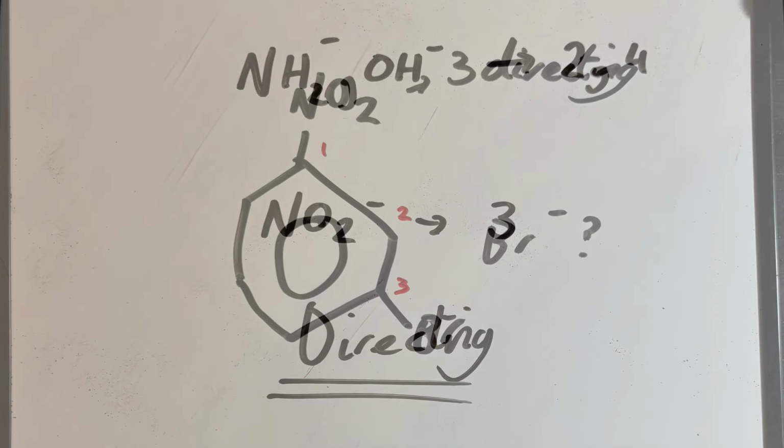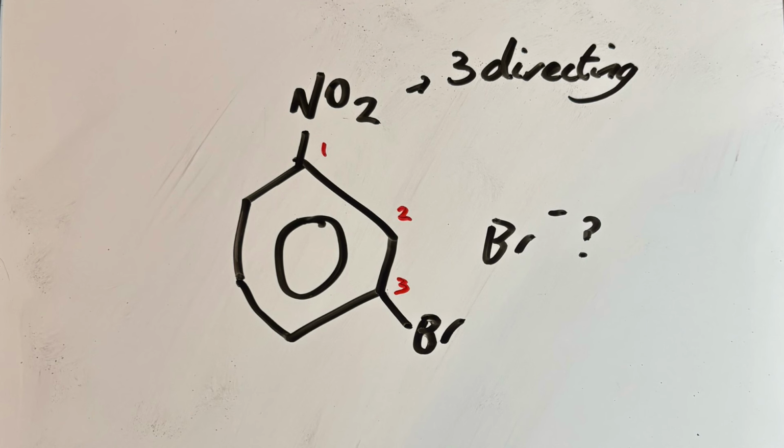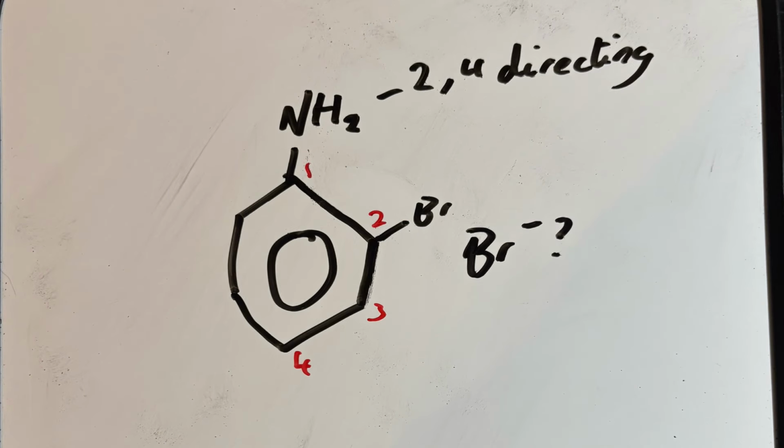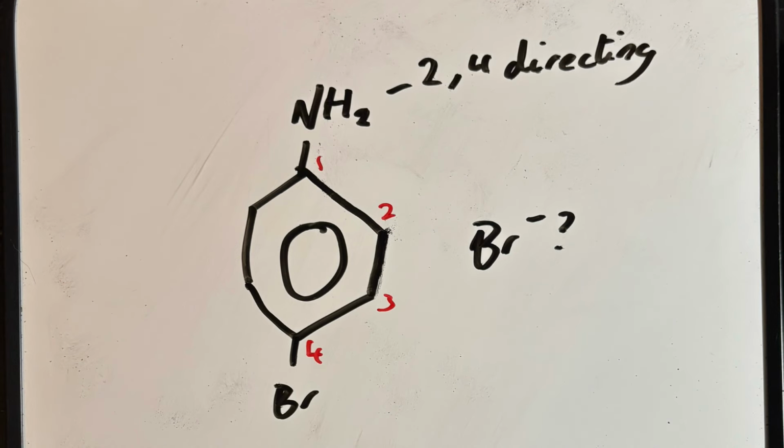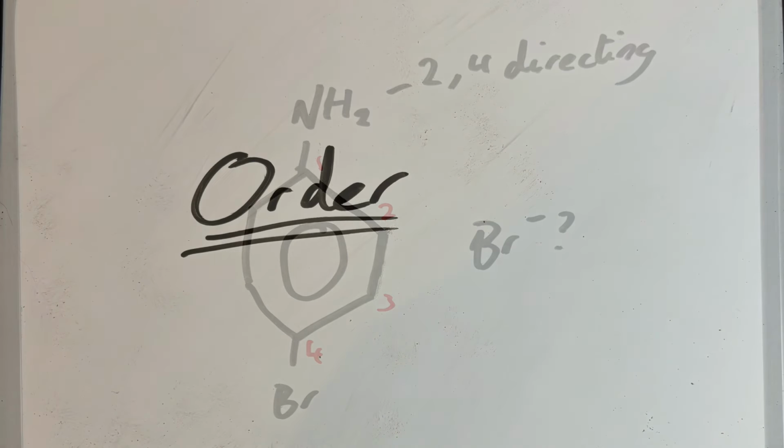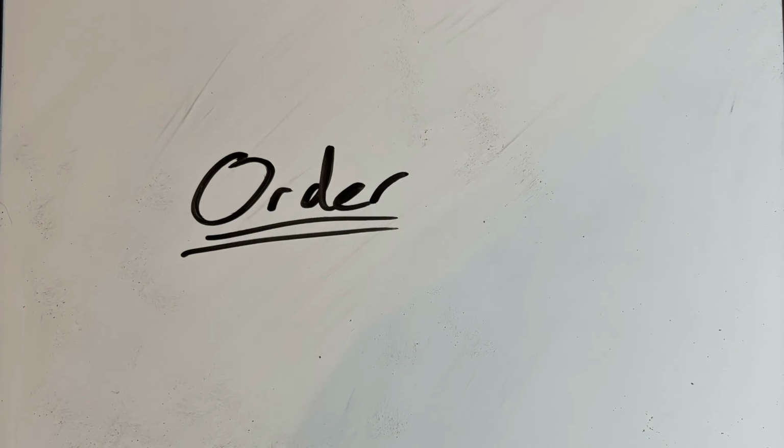Now, if we have nitrobenzene and we want to chuck a bromide ion on there, we know that the nitrate group is 3 directing, so the bromine is going to substitute onto the 3rd position of the benzene. Whereas with an amine group, it's 2,4 directing, so adding a bromide ion can either go on the 2nd position or the 4th. The directing groups affect the order of synthesis, and I'll explain what that means here.